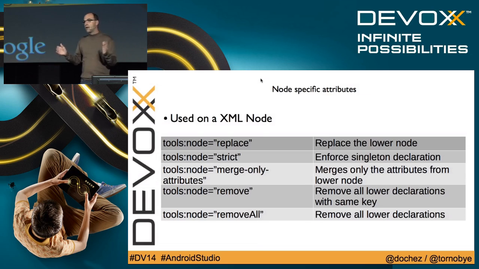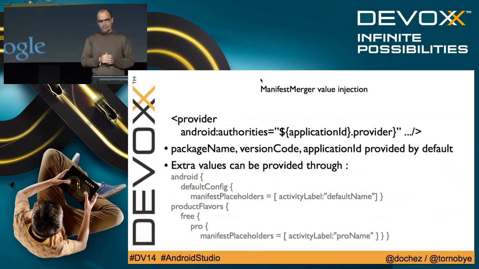Or you could remove them all. At that point, you just say, remove all permissions, remove all activities. Whatever you want to remove, you can remove all, and then we don't care about the identity, just the types, okay? So as you can see, it's very powerful.